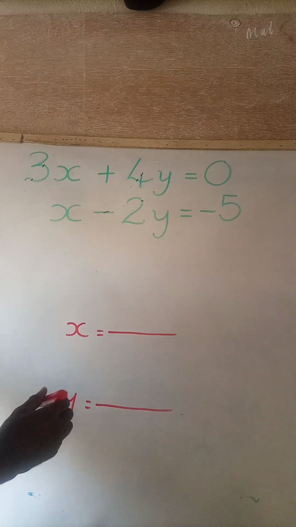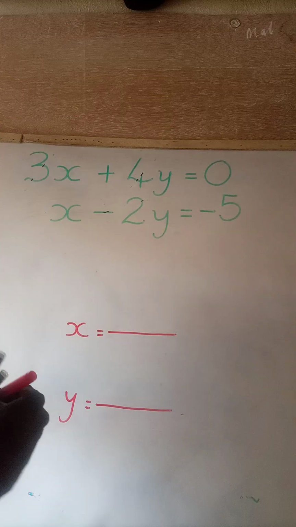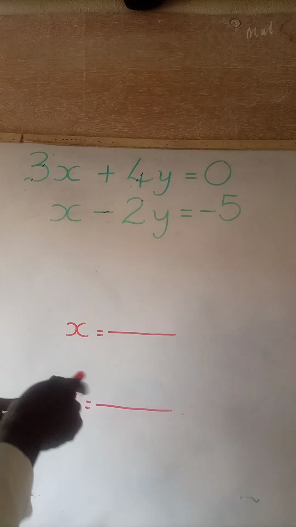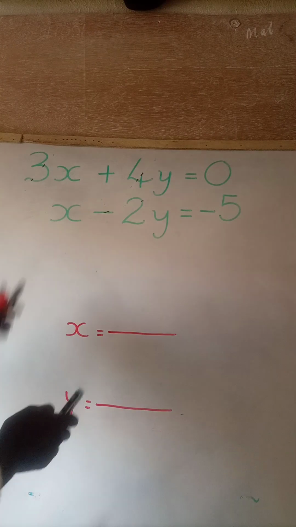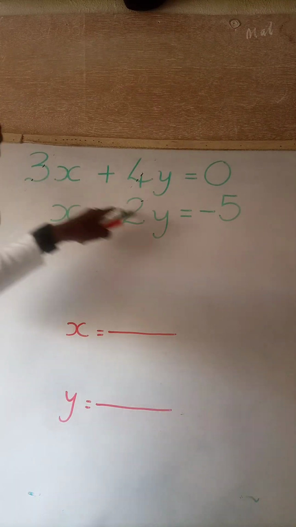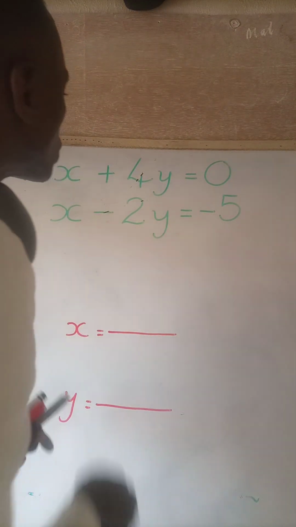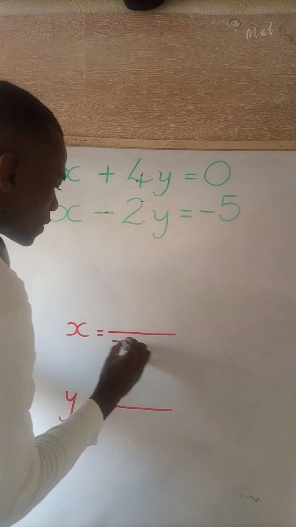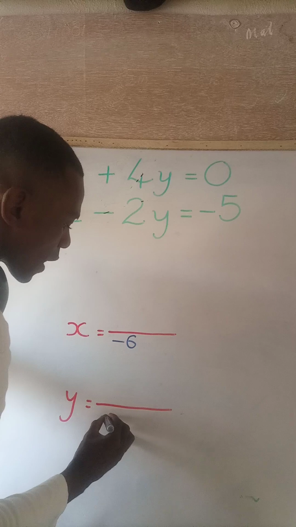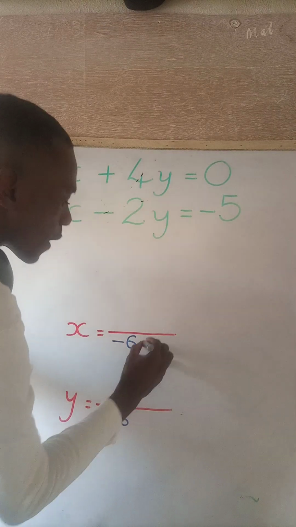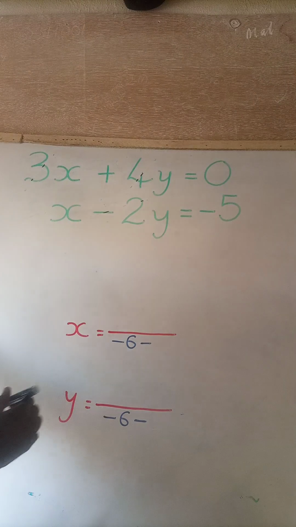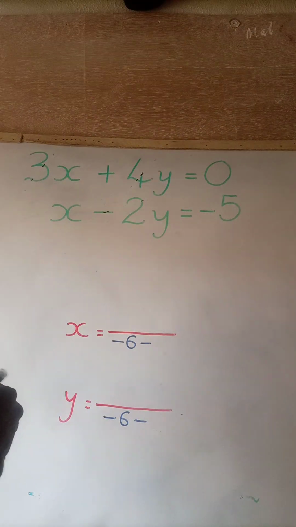Now, for us to solve this, we will generate a fraction, and in that fraction the denominators will be the same. So I will use the coefficient of x in equation 1 to multiply the coefficient of y in equation 2, which is 3 times minus 2. It will give us minus 6. So we will have minus 6 here, and we will equally have minus 6 here. Note that this minus is constant, and this minus here is constant as well.